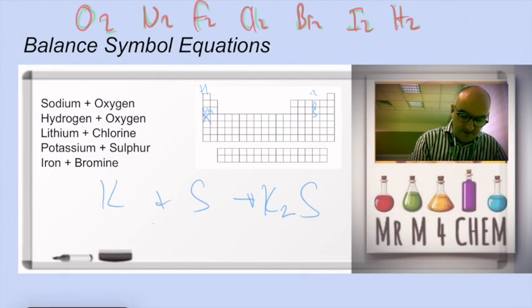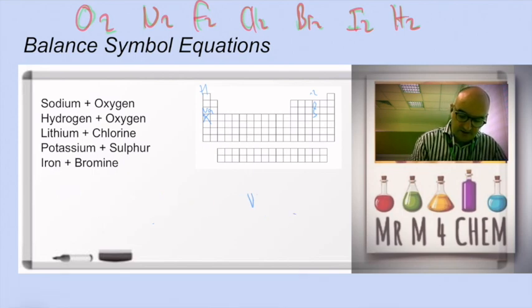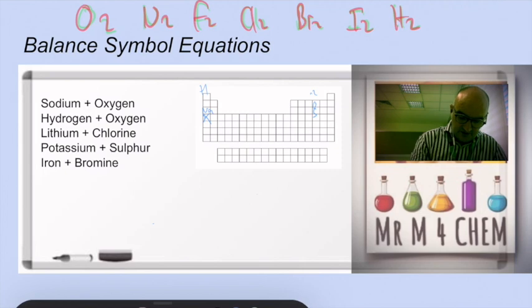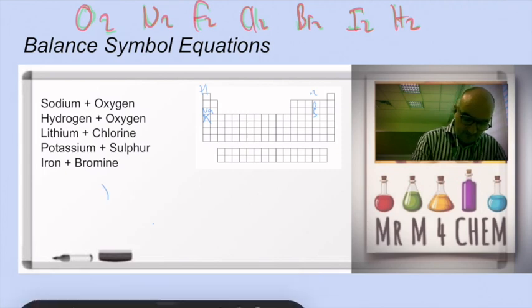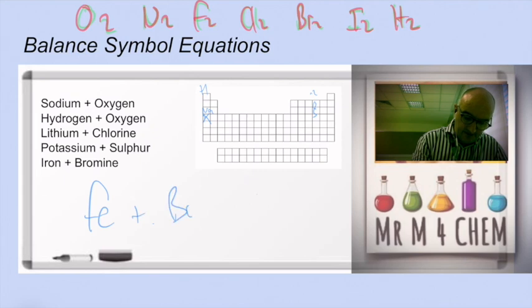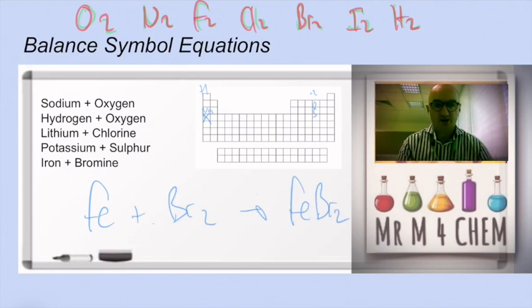Beautiful. And then our last one is iron plus bromine. So let's have Fe plus Br2 will make FeBr2. We save the best for last.